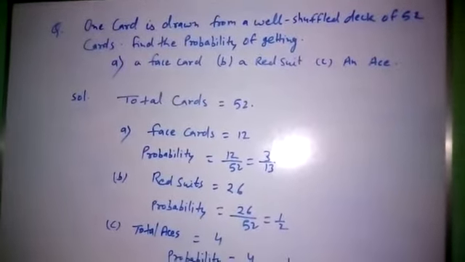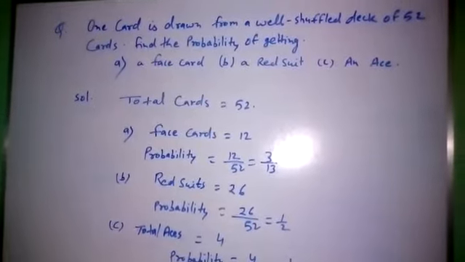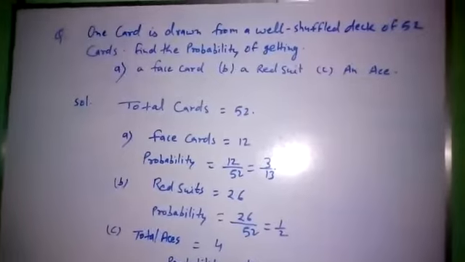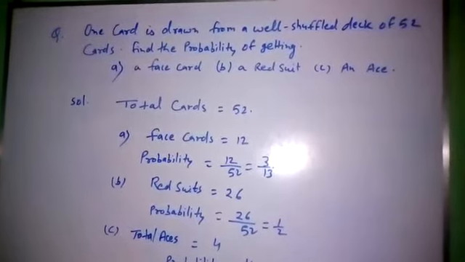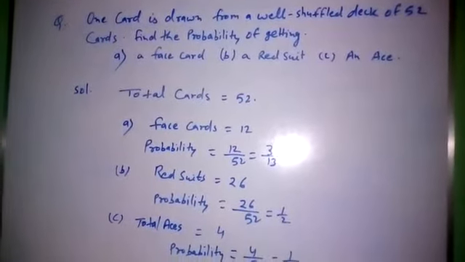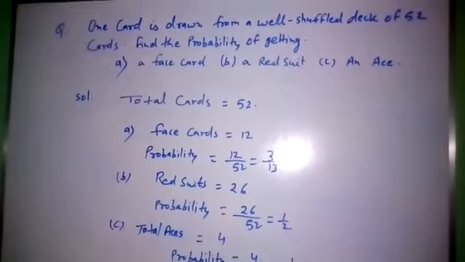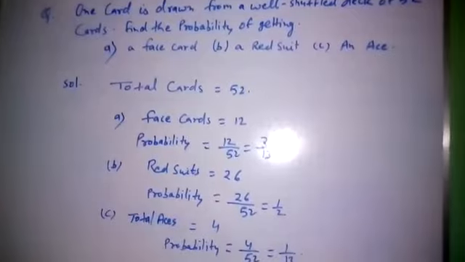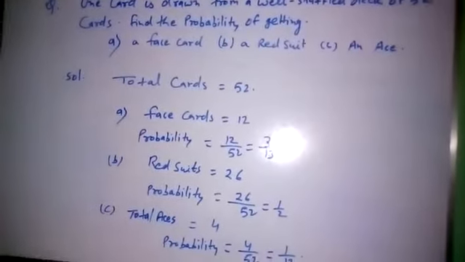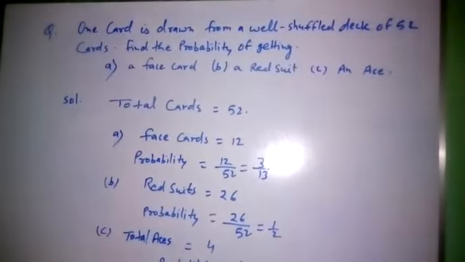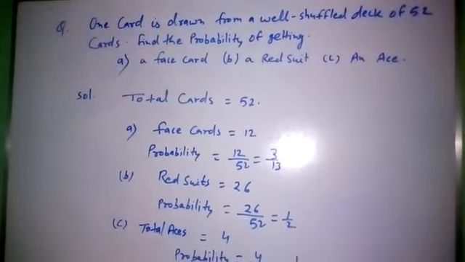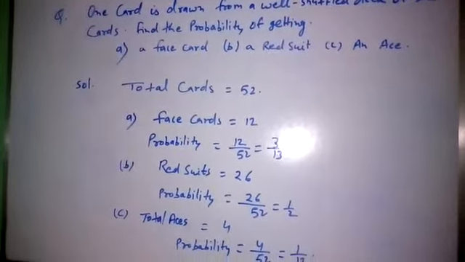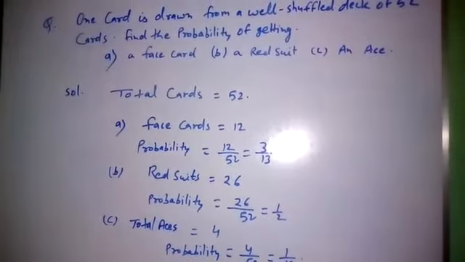Now for the face card, there are 12 face cards, as I told you. So here the favorable outcomes are 12. So probability equals 12 by 52, that is 3 by 13. Now the red suit cards are 26. So probability equals 26 by 52, equal to 1 by 2.